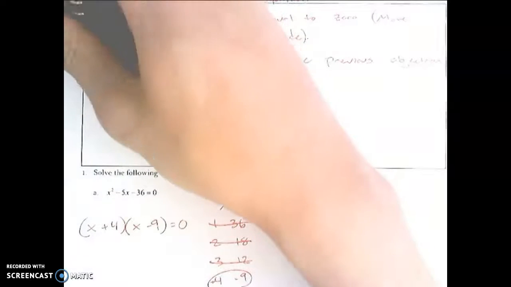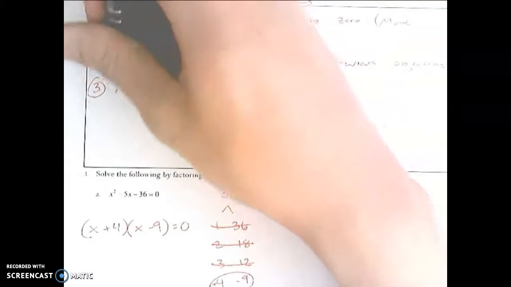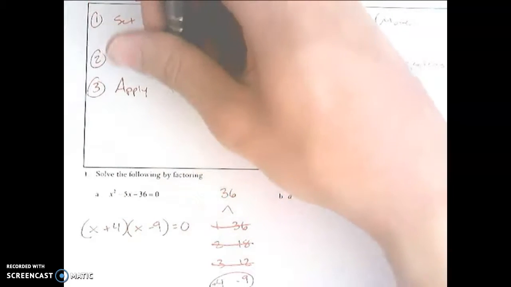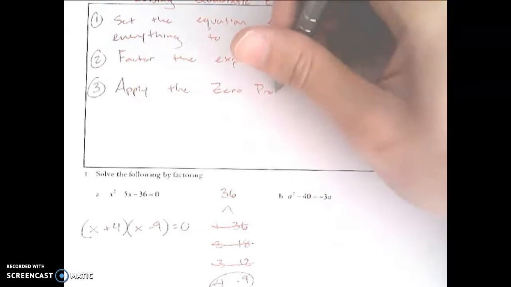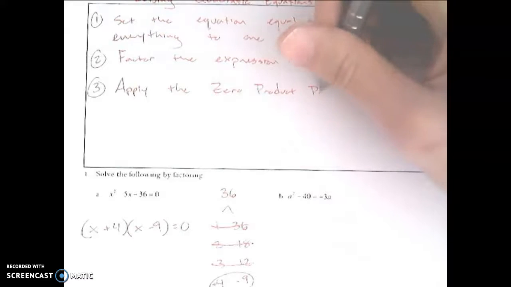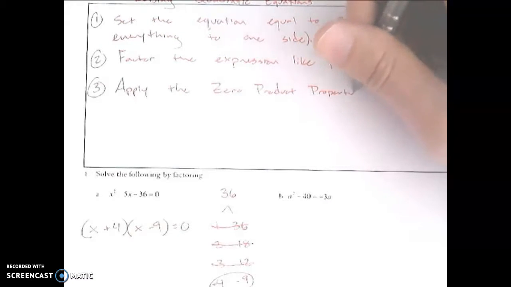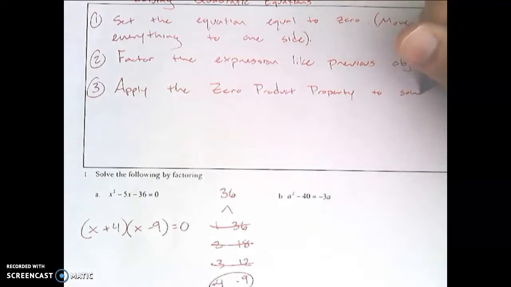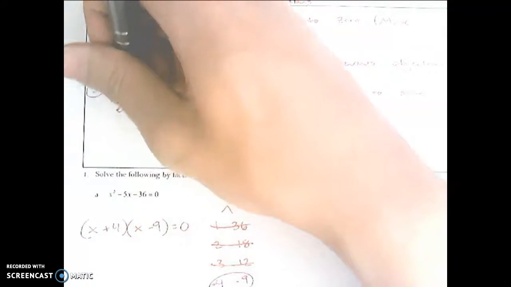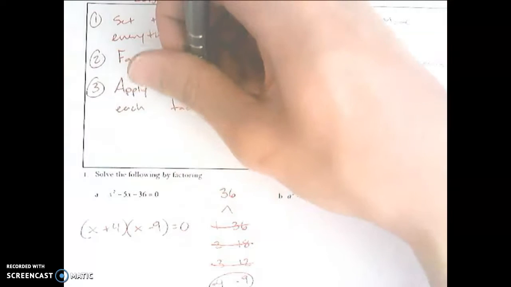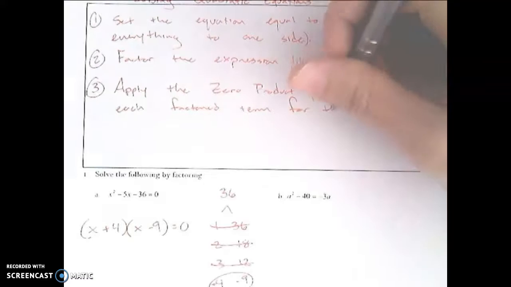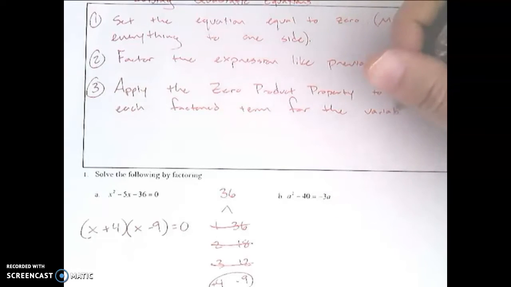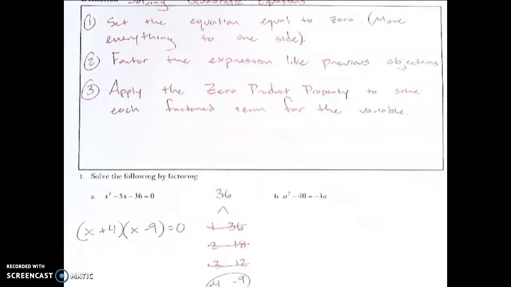Step 3, in order to solve this, we need to apply the zero product property. And we'll talk about that in just a moment. Apply the zero product property to solve each factored term for the variable. So apply the zero product property to solve each factored term for the variable.